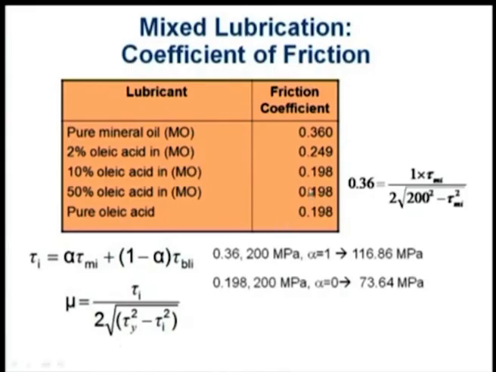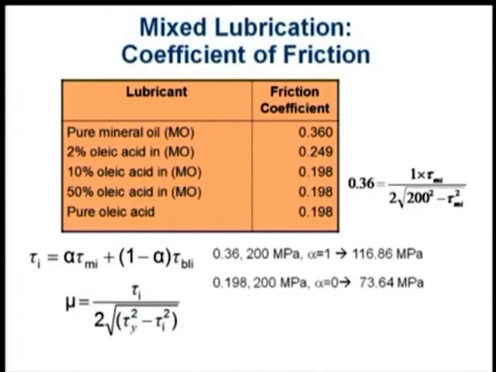Now, we will take another example. We know that the coefficient of friction is not decreasing further. Here it is 0.198, that means all the sites are being occupied by boundary additives. That is why the coefficient of friction is not varying after that. When all the sites have been occupied by boundary additives, there is no further empty site available. In that case, I can assume that alpha is 0, the whole surface being occupied by boundary additives.